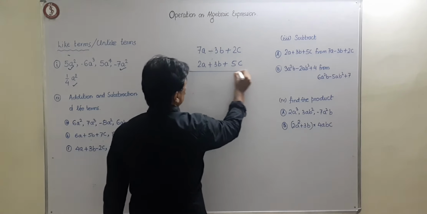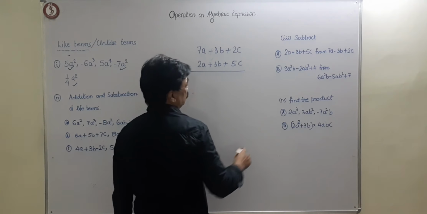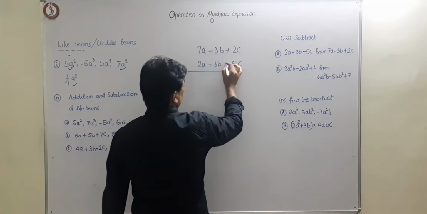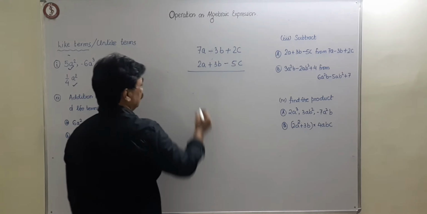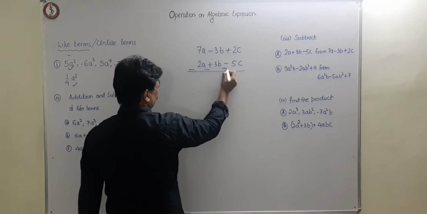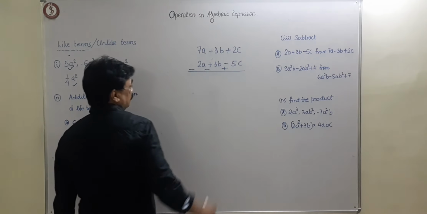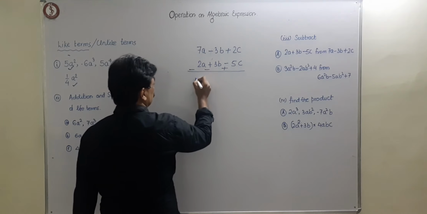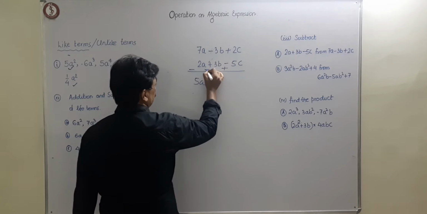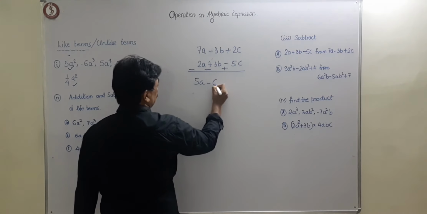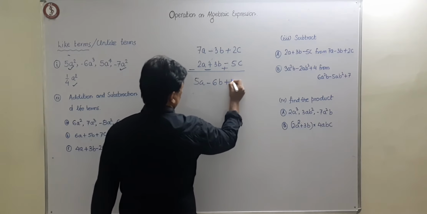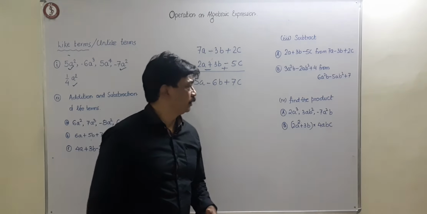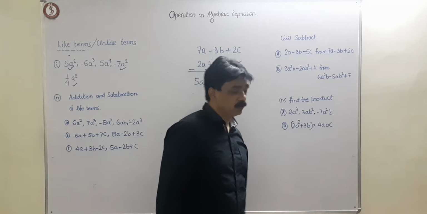Now subtraction means all the signs change. Suppose I put a minus over here; I change the question for you to understand. Now you have to subtract, so all the signs will change. Positive will become negative and negative will become positive. So 7a minus 2a is 5a. Now this sign is not valid, this is valid. Minus 3b and minus 3 is minus 6b, and so this is 7c. So this is easy to do. You can do the next one on your own.